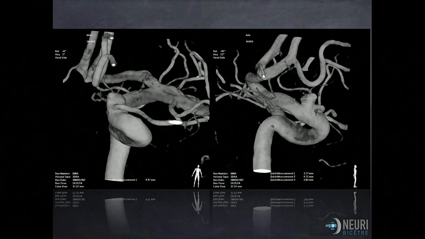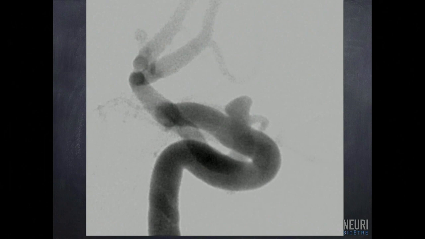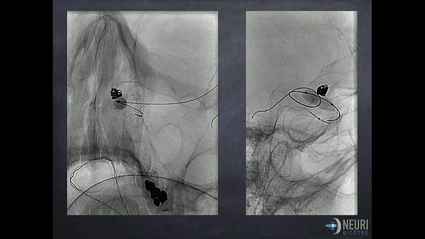This is a carotid siphon aneurysm. It's a small one. And you have the ophthalmic artery, which is arising from the neck of the aneurysm, as you can see on the AP and on the lateral. This is the working projection of this aneurysm. The balloon is inflated. And when you place the coils, you see on the AP that the balloon is pushing the coil inside the sac of the aneurysm.